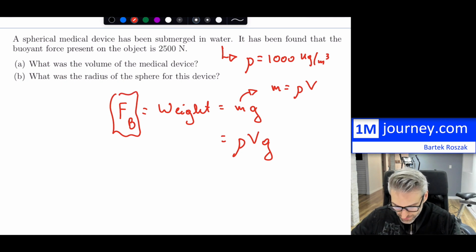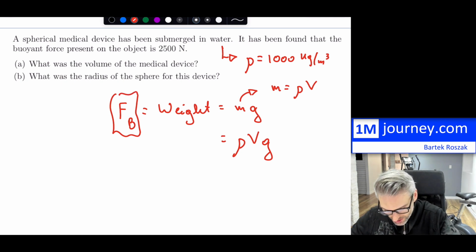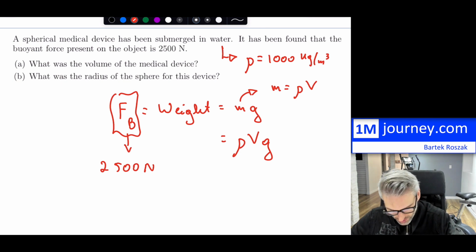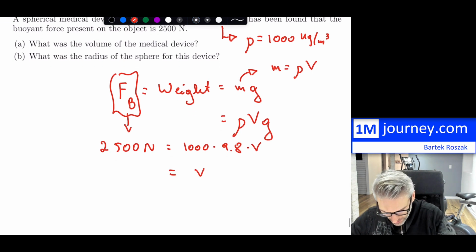All right, now we know what the buoyant force is. It's 2,500 newtons. What was the volume of the medical device? If we wanted to know what the volume is, well, the density we have, so it's water. We have 9.8, that's gravity, and then this is the volume. So I can certainly solve this for volume. That wouldn't be that big of an issue in here.